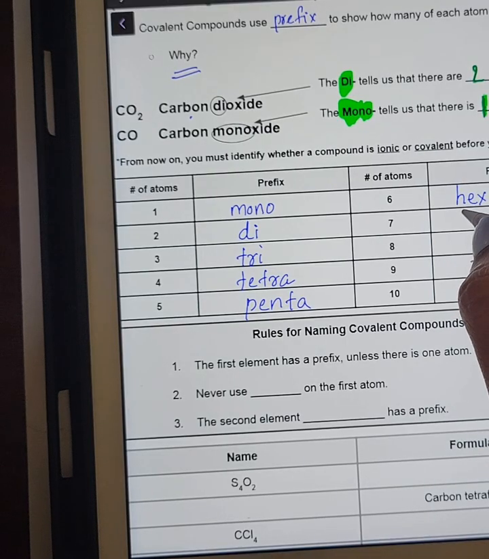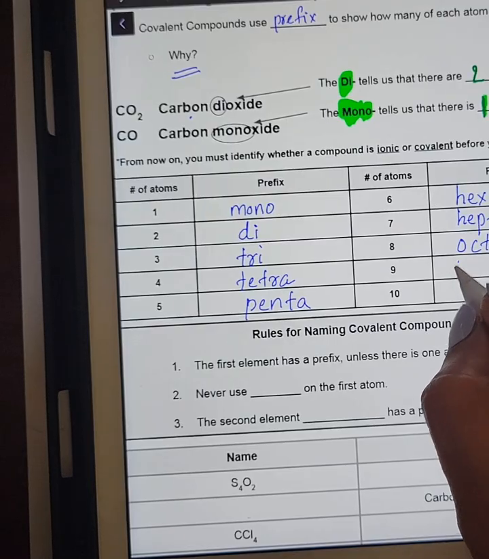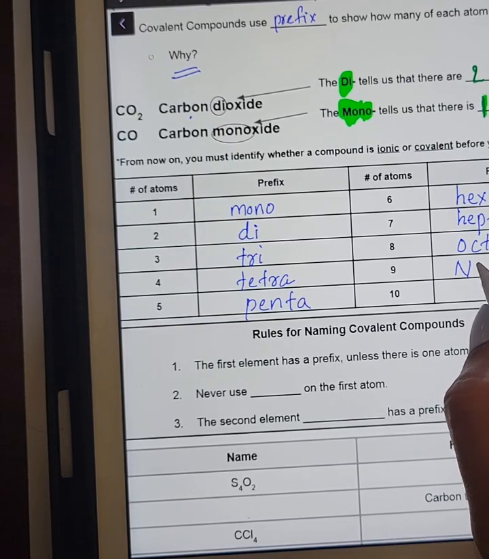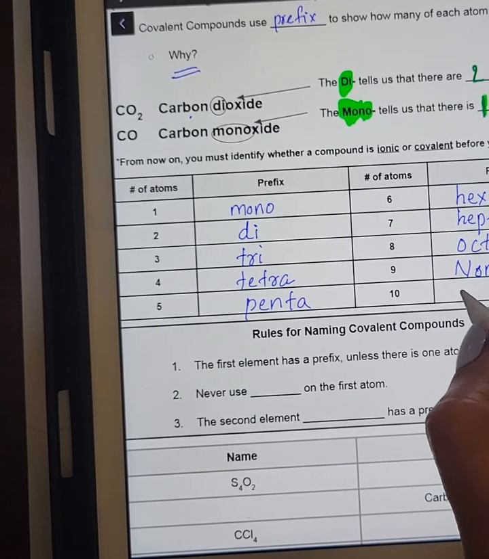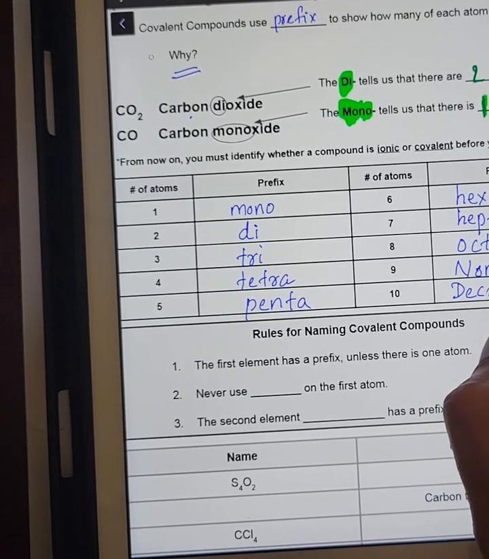7 is hepta, okay, that is a new word for you. And 8, we know the prefix octopus, octa, 8. 9, we learned nano, so it is something similar. It is called nona, okay. And 10 will be deca.